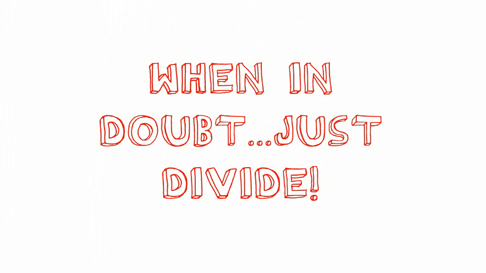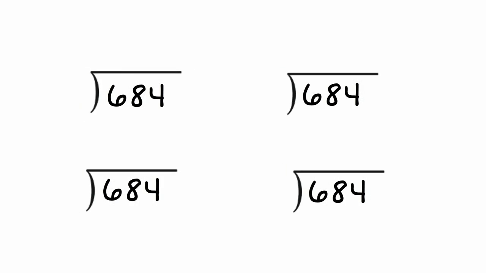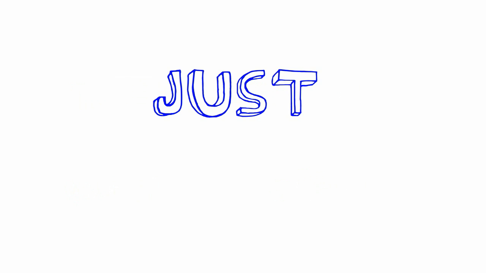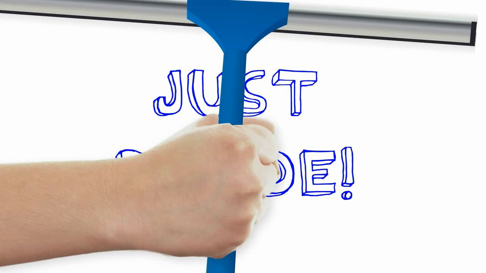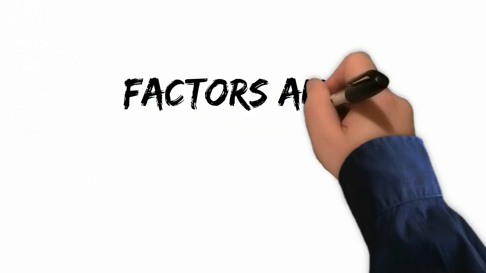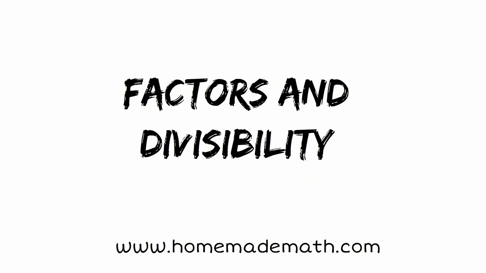When in doubt, just divide. If we want to know if 684 is divisible by 7, or 9, or 4, or 8, we can just divide. With practice, factors and divisibility is easy peasy.